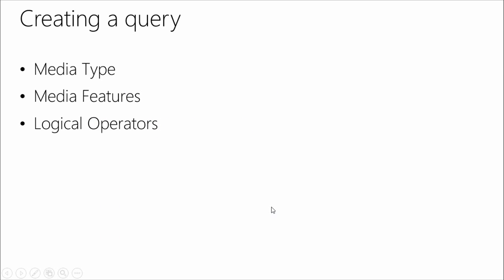But let's actually get on to how to create a query. So a query is composed of a couple of things. The first is the media type. The second are media features, and then there are also logical operators. So I know this sounds very vague. I'm going to go into examples of each one. Don't worry. I just want you to have an expectation of all the different things that are involved in a media query. So the first thing are the media types.